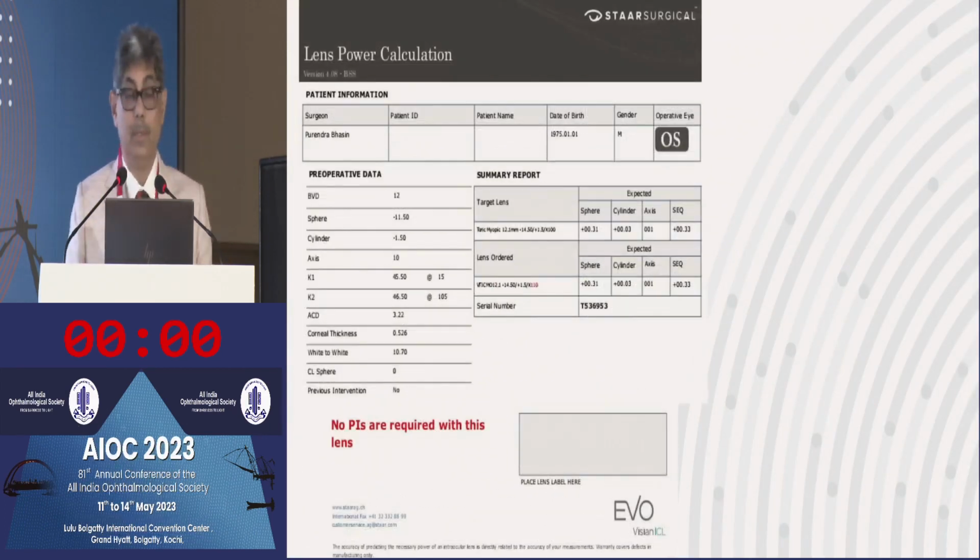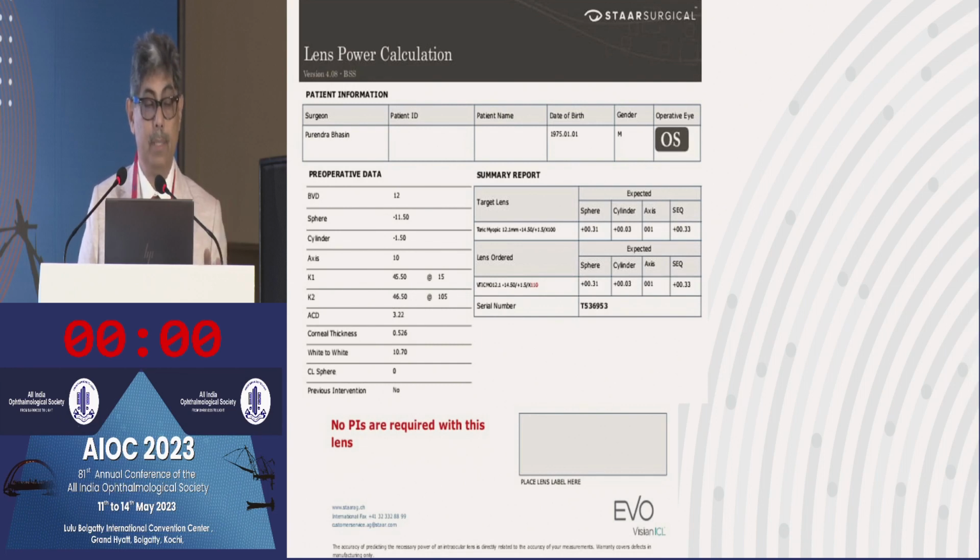side. Now the ICL comes with this kind of a sheet, wherein you will see all the preoperative workup mentioned over here: what is the spherical power with cylindrical power, what is the axis, what is the keratometry, anterior chamber depth, corneal thickness, white to white measurement. And on the right side, they will tell us which model of lens, 12.1 millimeter in this particular case, and minus 14.5 diopters with plus 1.5 diopter cylindrical correction. And the expected residual refractive power will also be depicted.